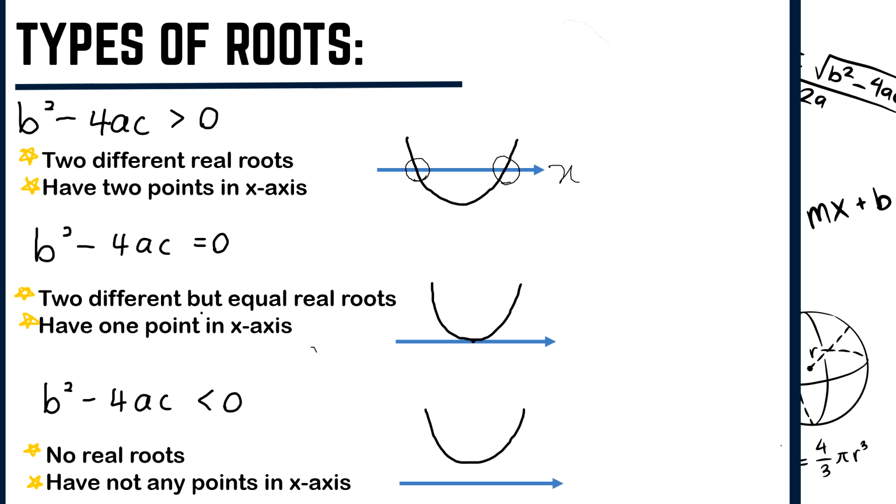And second, we can get b squared minus 4ac equal to 0. So we get 1 point that touches the x-axis. So it is two equal real roots.